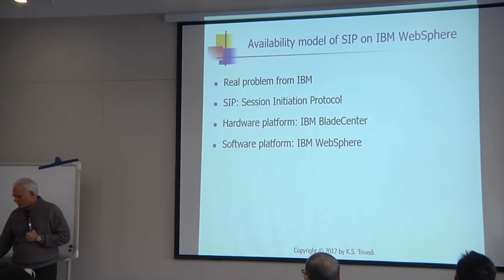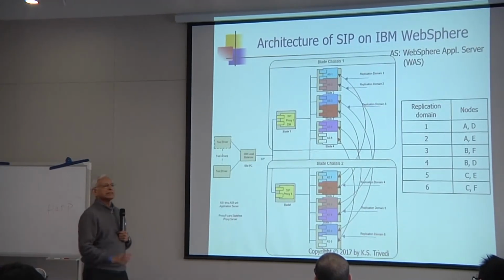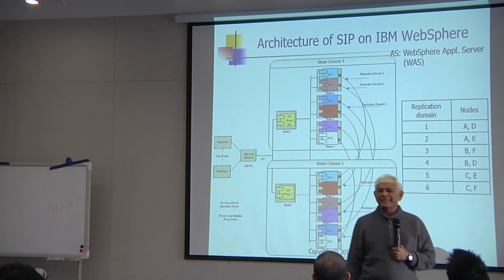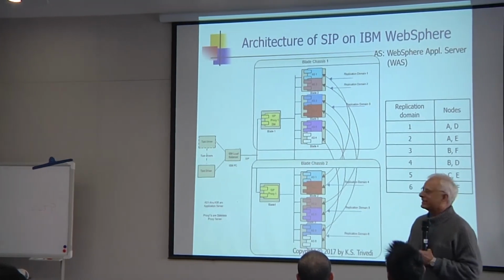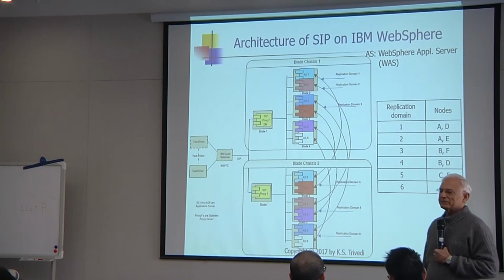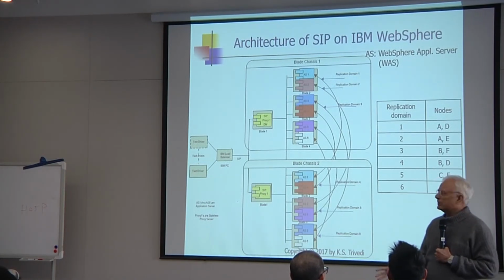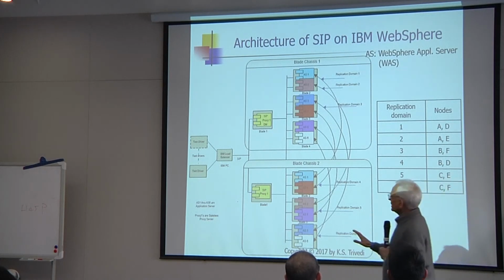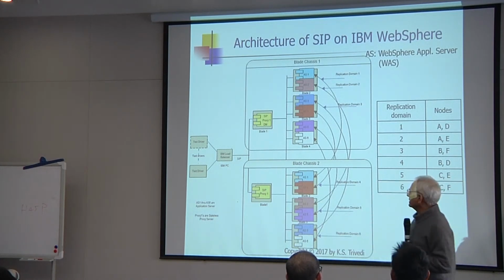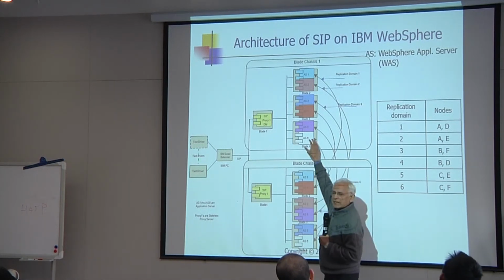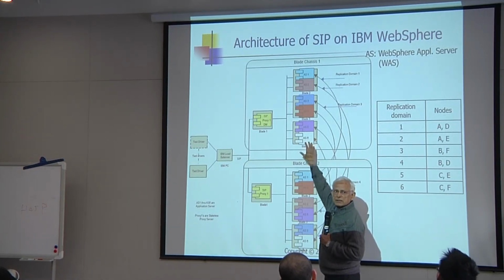And they presented to me this picture. This is the architecture. Solve it, right? Tell us what is the availability, what is the reliability of this system. There is a lot of story I can tell you on this, but I'm not going to get diverted. The main point here is that there are two blade center chassis, and each chassis has 4 blades.